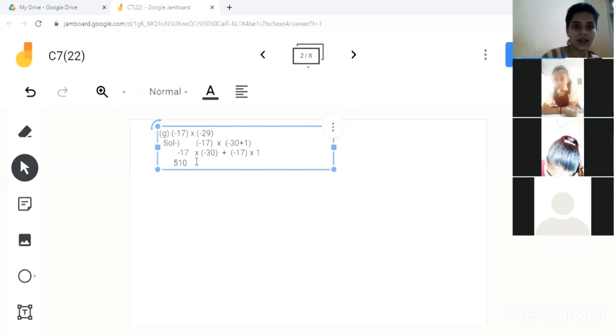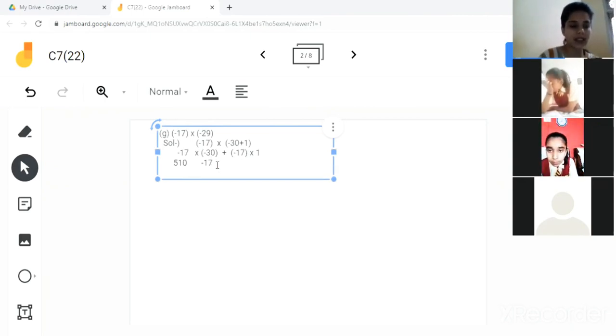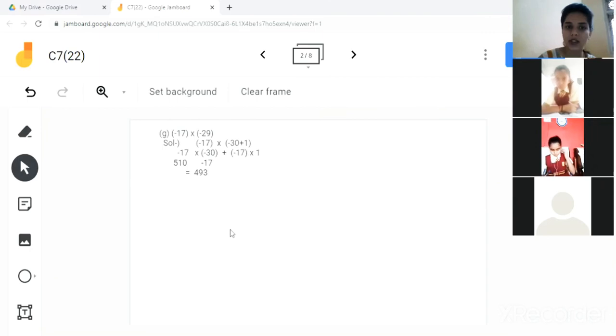7 threes are 21, and here minus 17. Now, what will be the answer, children? 493 will be our answer. So in this way you can solve. Here, instead of writing minus 17, you can also write minus 20 plus 3, and you can do the same calculation. It is up to you. Whatever change you want to make, you can do and apply the property.